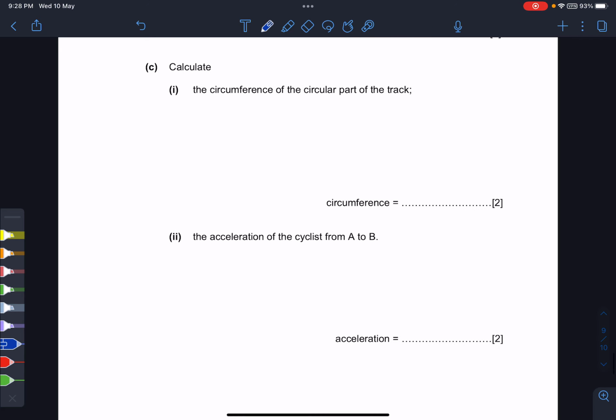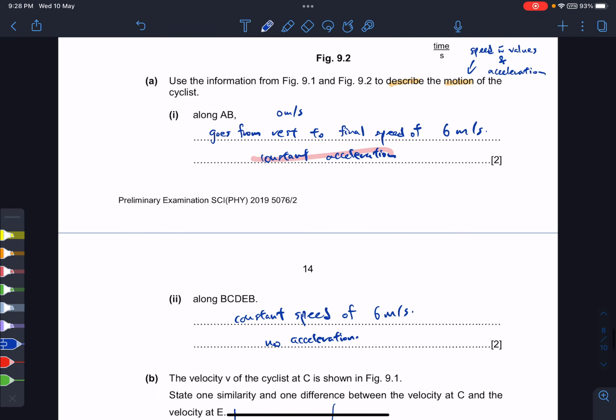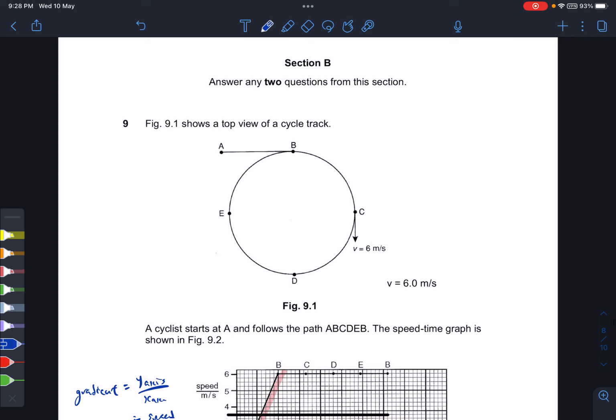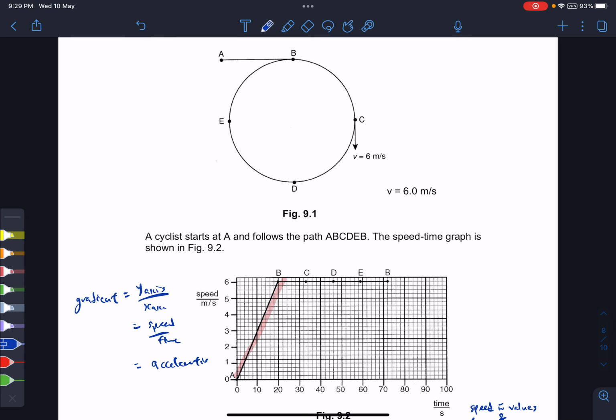Now we're supposed to calculate the circumference. Oh no, math. Let's take a look at the circular part. Don't panic. You want circumference, right? Let's take a look at your graph. AB represents this, which is not even anything to do with the circle yet. Then next, what you have here is B to C to D to E to B, one whole round, which is what is known as circumference.